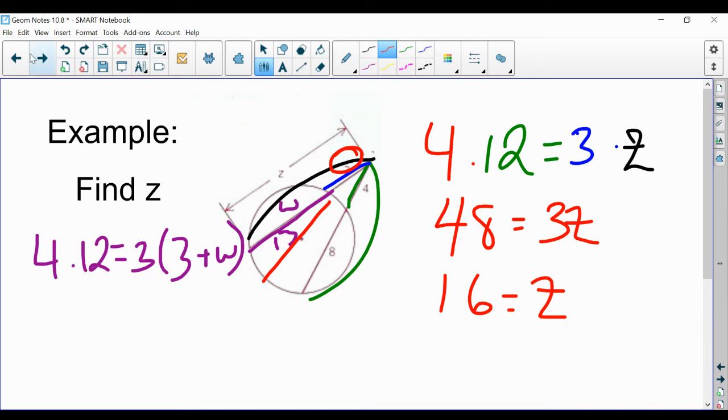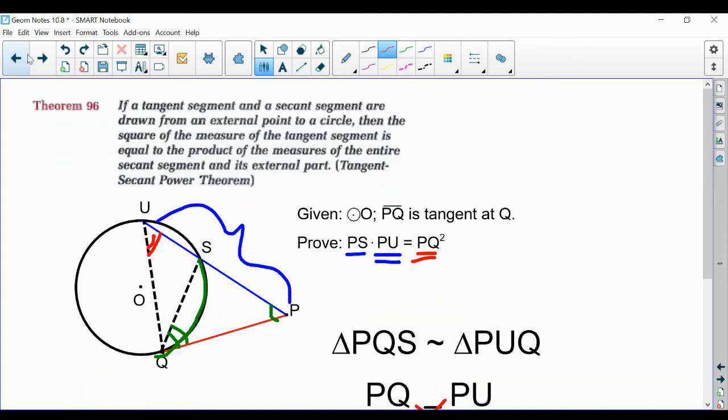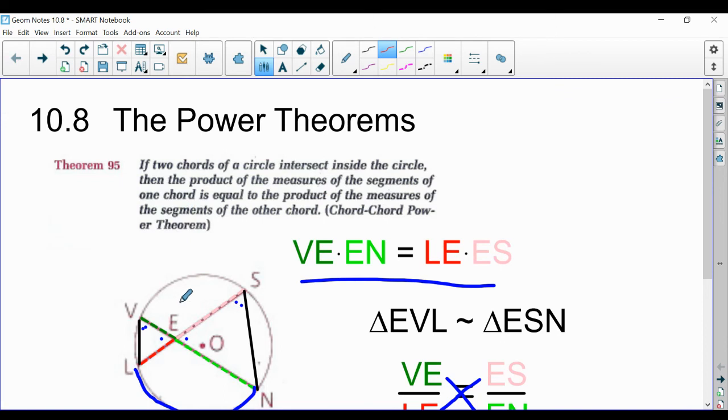So we have two secants: outside part times the whole thing equals outside part times the whole thing. Two tangents. A secant and a tangent: outside part times the whole thing equals the tangent squared. And then two chords, which is just piece times piece equals piece times piece.